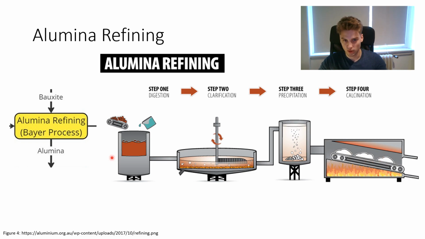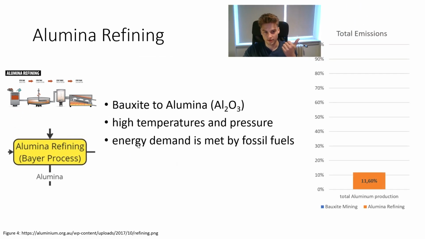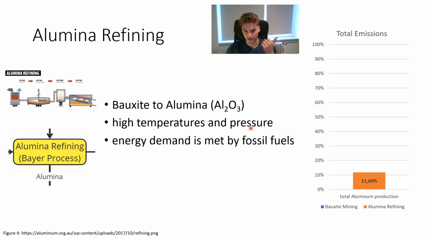The thing is, during this alumina refining we need high pressure and also high temperatures. And these high temperatures then demand a high amount of energy, and this high energy demand is often met by fossil fuels. So in the end about 11.6% of the total emissions in the aluminum production are contributed by the alumina refining, which is mainly due to fossil fuel energy use.